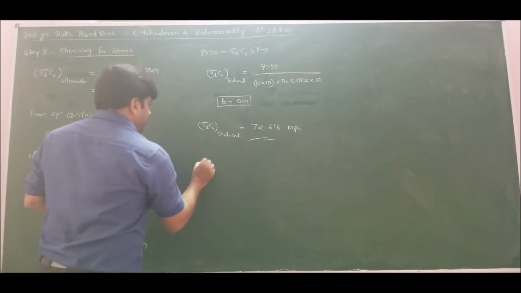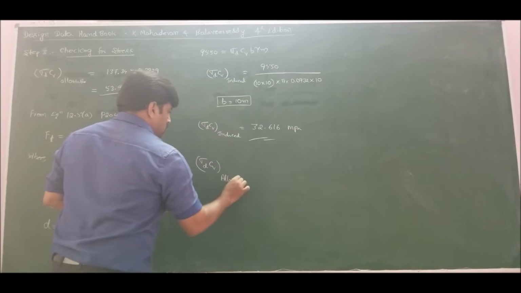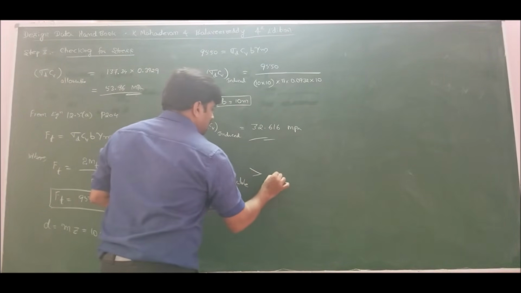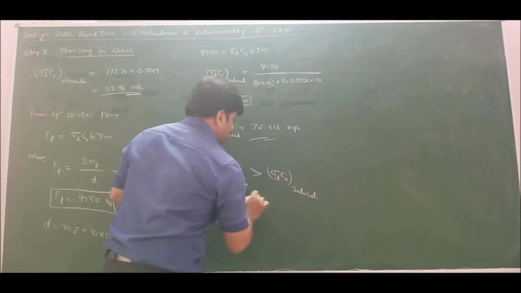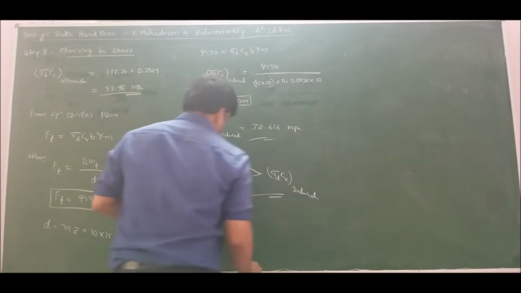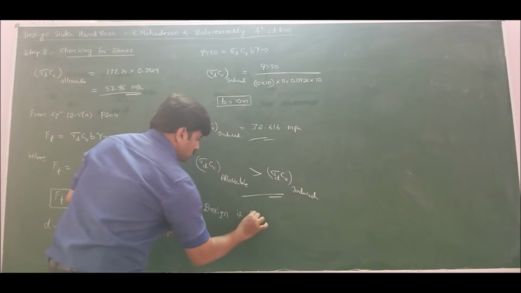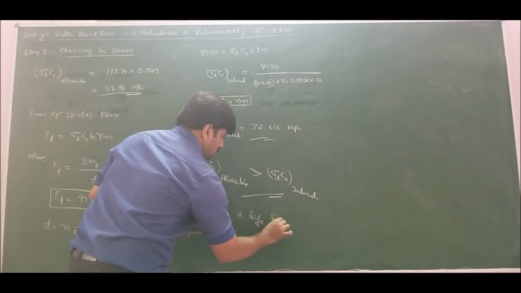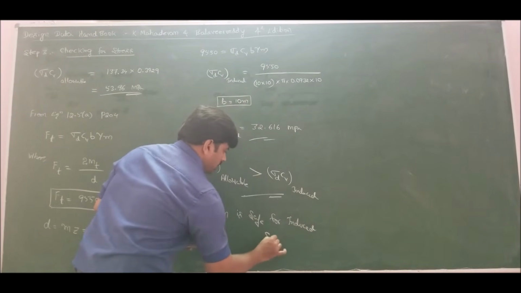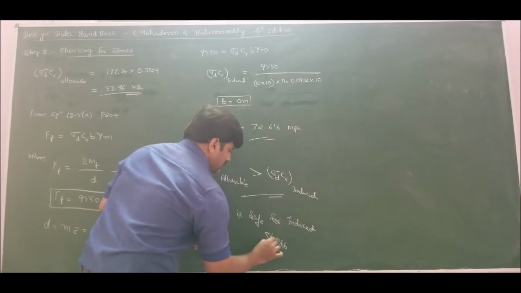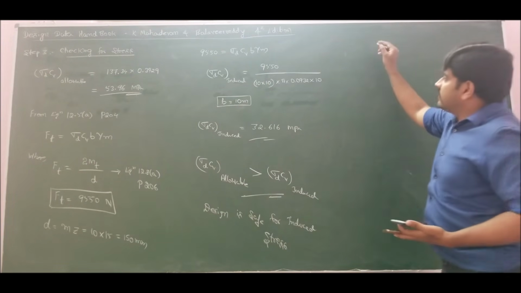So therefore sigma dCV allowable is greater than sigma dCV induced. Therefore the design is safe for stress. Safe for induced stress. Next, moving on to our step 4 to find the factor of safety.